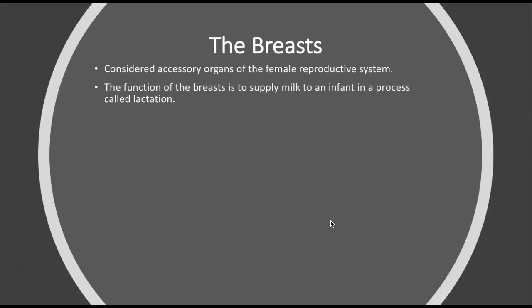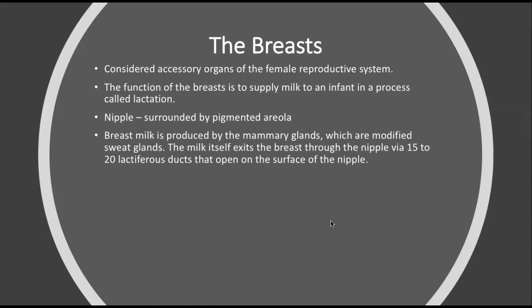Almost done here. We're talking about the breasts now. The breasts, although they are much farther away from the rest of the system, are considered accessory organs of the female reproductive system. The function of the breasts is to supply milk to an infant in a process called lactation. You have a nipple that is surrounded by a pigmented areola. Breast milk is produced by what are called mammary glands. They are modified sweat glands.